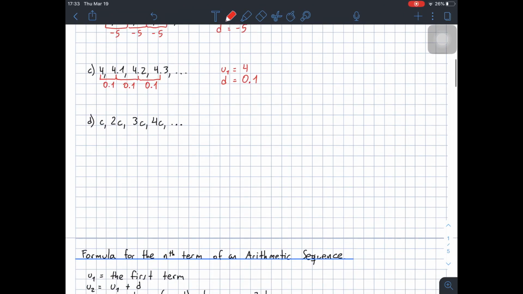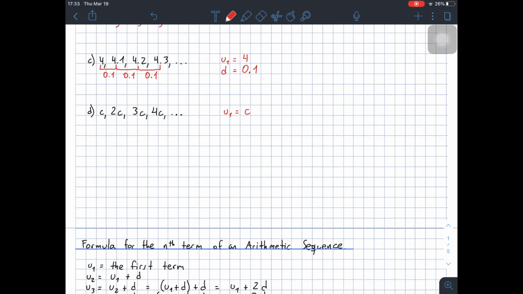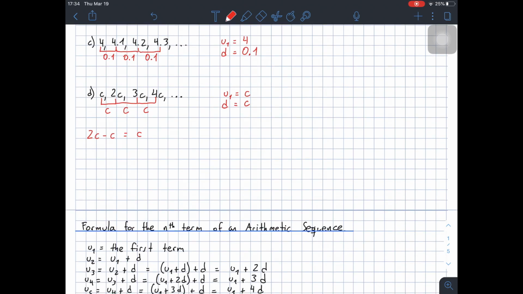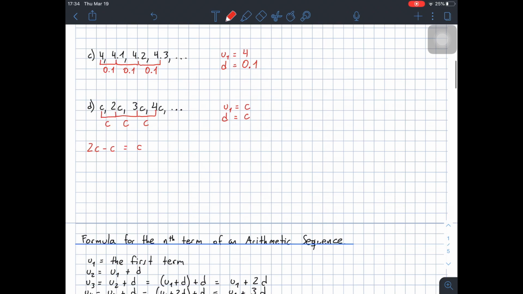And then in this last case, U1, the first term, would be C. And how do we calculate the common difference in this case? We need to do 2C minus C. How much is 2C minus C? It's not 1, it's C, right? So there's a common difference of C. 3C minus 2C would be C. 4C minus 3C is also C. So the common difference is also C in this case. We can have the same number, it doesn't matter, but it's just a coincidence for this example. Okay, so I think this is clear, right?